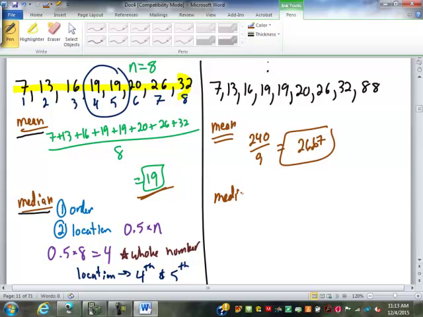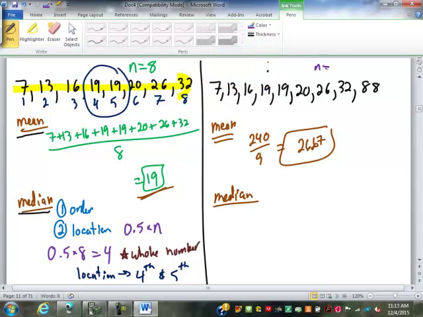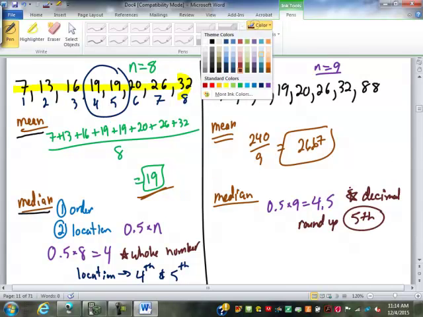My median, n is now 9. So the location of my median is 0.5 times 9, or 4.5. Well, we have to make another note here. If this is a decimal, obviously 0.5 would be the only decimal we would have. Then we round up. So the fifth number in the list is my median.